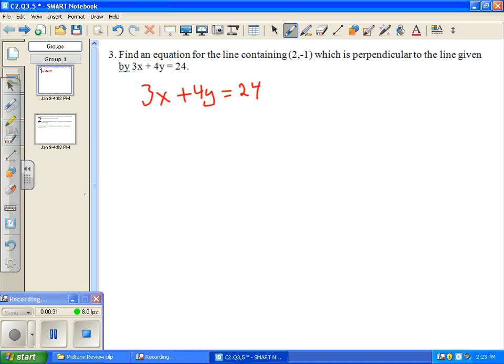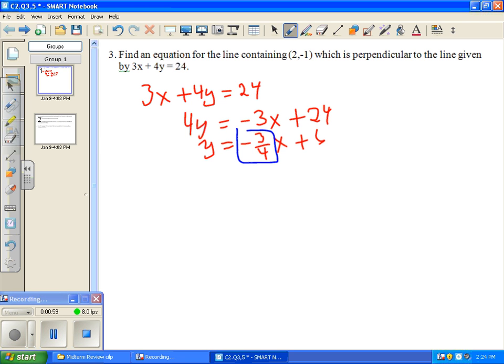The first thing you should do is subtract 3x from both sides, and then divide by 4. So here's our equation, and we are looking for one that's perpendicular to this. Our slope is right here, -3/4. Now remember, the slope of the perpendicular line is the negative reciprocal. So flip the fraction and give it the opposite sign. Our new slope is going to be 4/3.